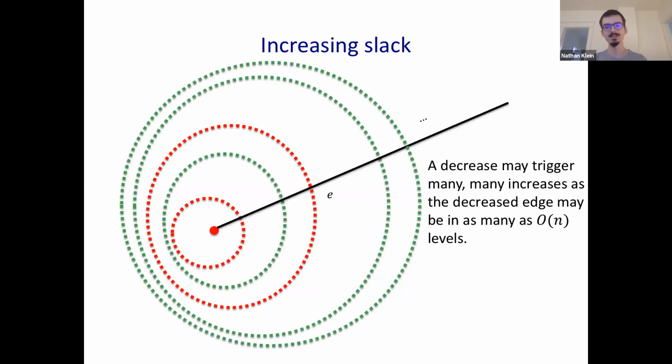And I think of the increase event as sort of a global response to these local decrease events. This is because the decrease event may trigger thousands of increase events. So in this example, you can think of E as being in many, many cuts. And when it's decreased, maybe all of these red cuts are odd, even though E's top cut is even. So this decrease on E may trigger the increase of many, many other edges.